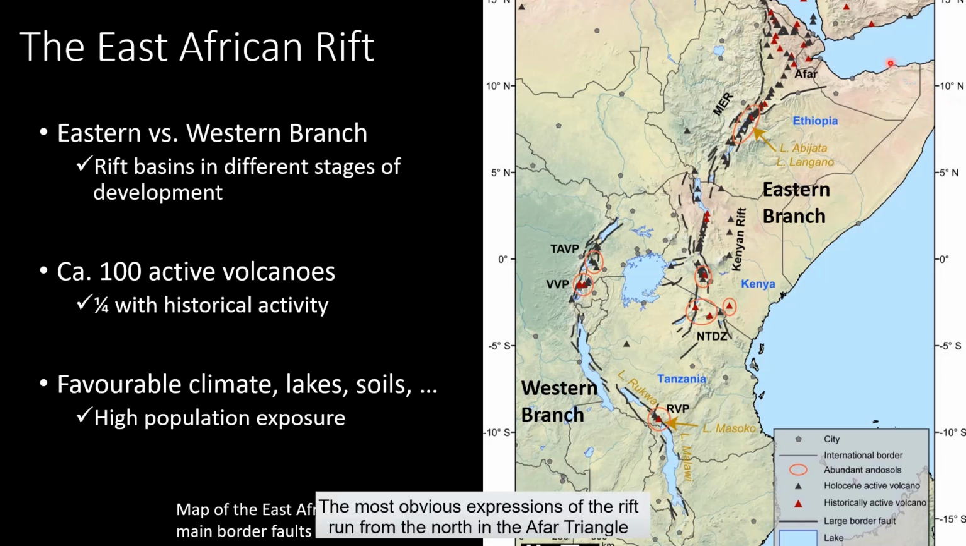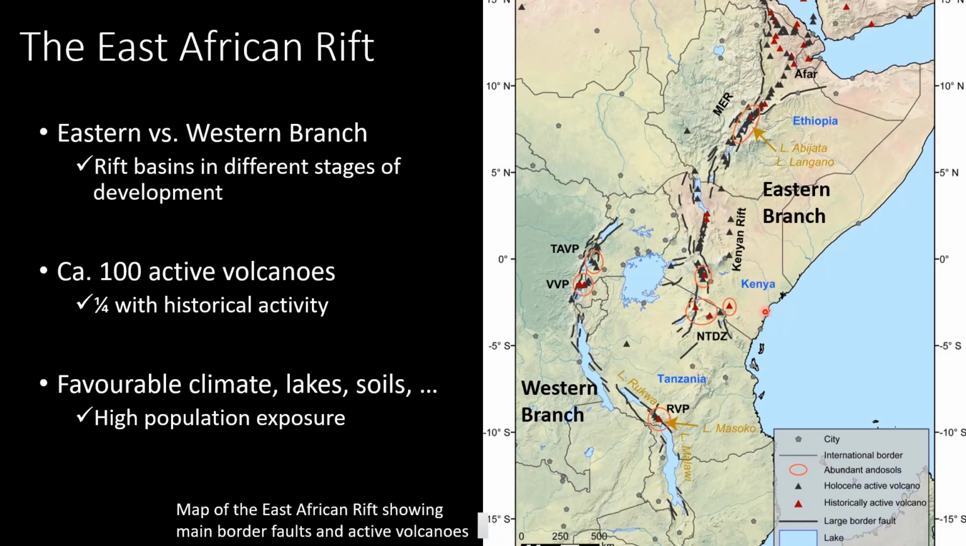The most obvious expressions of the rift run from the north in the Afar Triangle through the main Ethiopian rift and the Kenyan rift into the North Tanzanian divergence zone. Together, this is what we call the eastern branch of the rift, and it is characterized by a nearly continuous chain of volcanoes. This eastern branch is considered to be a relatively mature continental rift, clearly magma-assisted, and in which a significant proportion of the extensional strain is accommodated aseismically by regular magmatic intrusions.